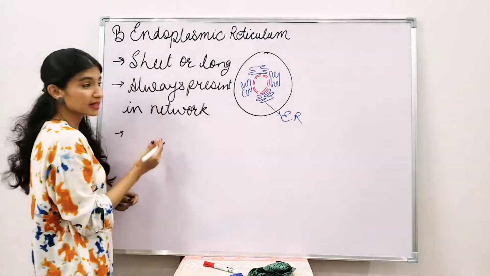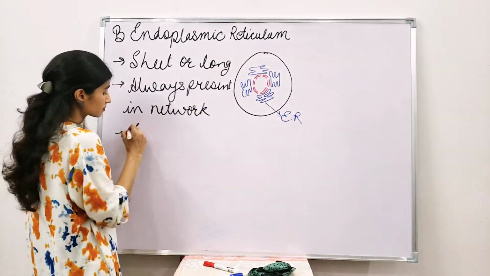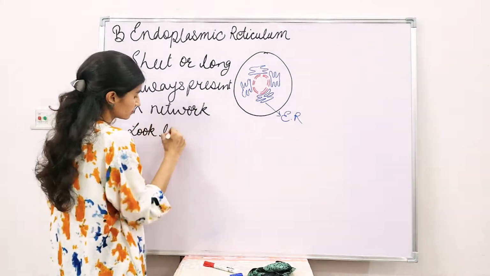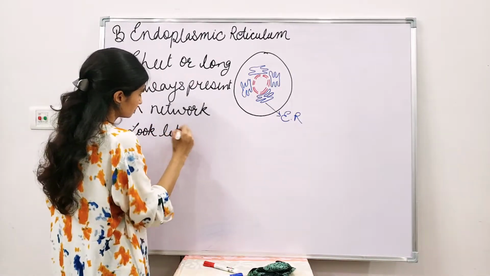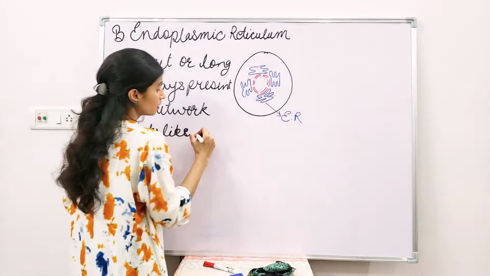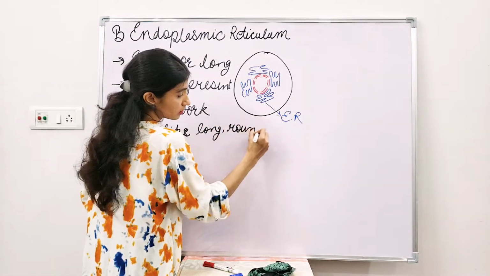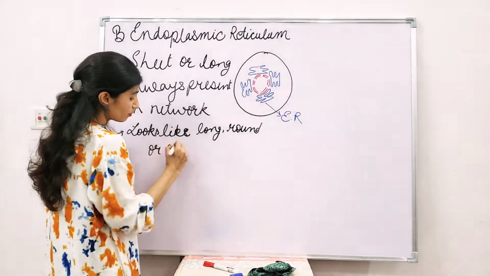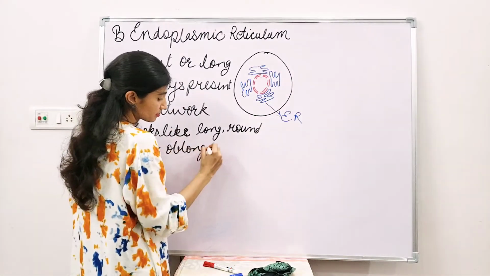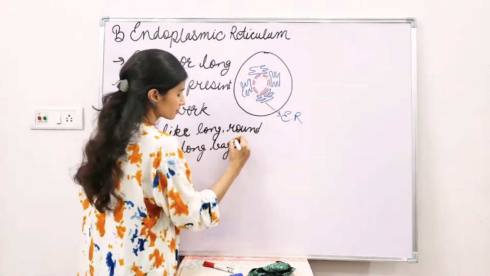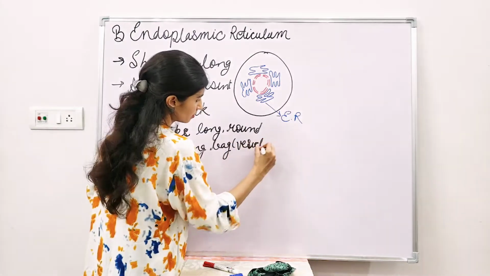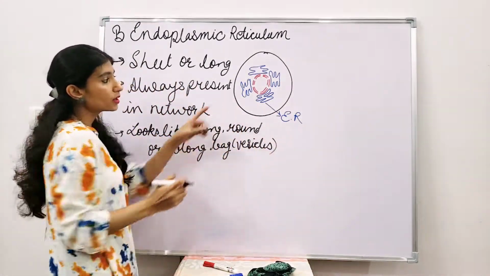Okay, what can be the next point? That it looks like long, round or oblong bags. That is vesicles. So this is about ER.